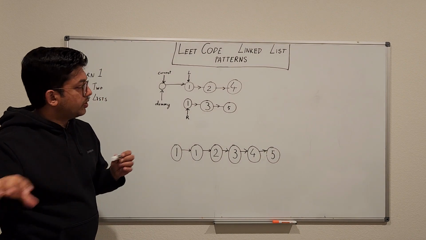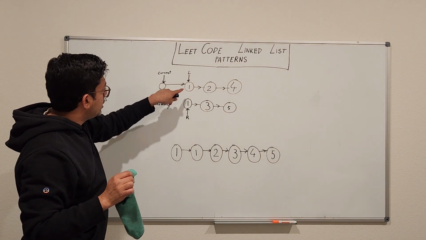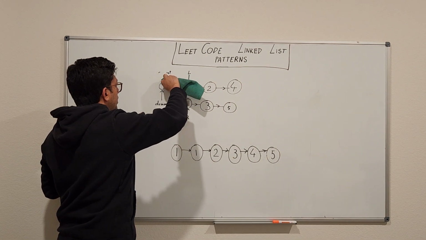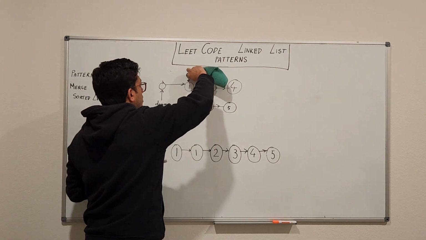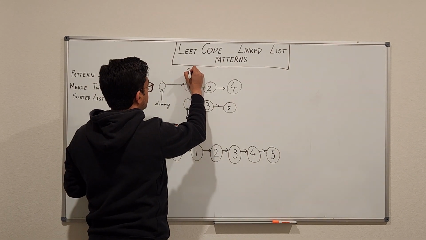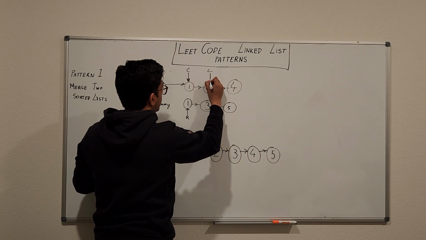So these are the steps. First, recognize which one is smaller, then point the current node's next to that node. Then you move the current and the one to which you're pointing. So current will come here. I'll just say C for current. Current will come here and left will come here.